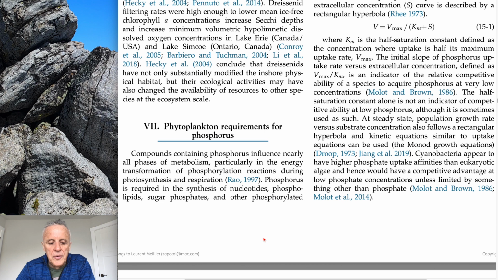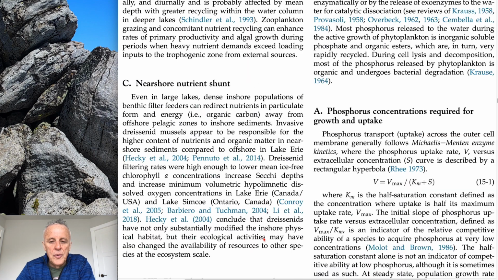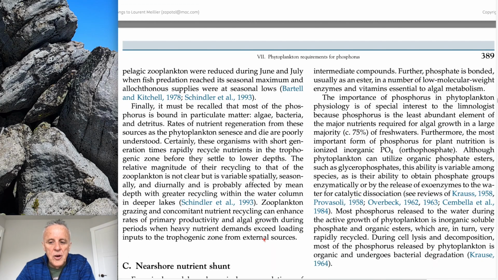Phytoplankton requirements for phosphorus. Compounds containing phosphorus influence nearly all phases of metabolism, particularly in the energy transformation of phosphorylation reactions during photosynthesis and respiration. Phosphorus is required in the synthesis of nucleotides, phospholipids, sugar phosphates, and other phosphorylated intermediate compounds.